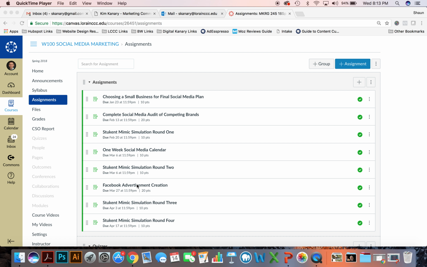But by the time the simulation reaches round 4, you should be improving with each round of the simulation. Again, take what you've learned in the book so far and apply it to your simulation.